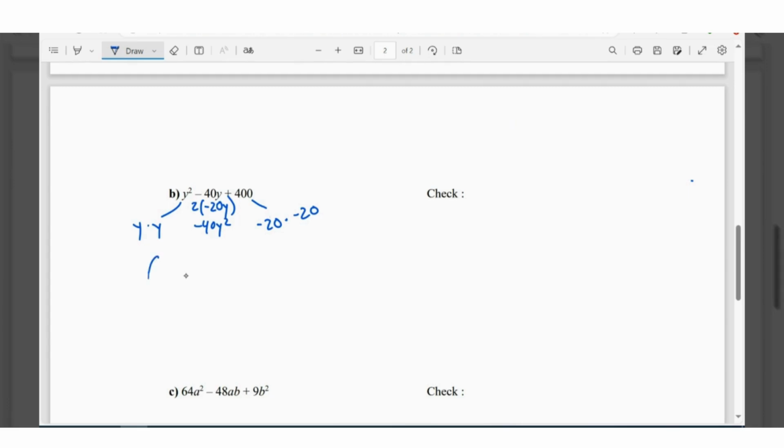Looks like we're going to have a y subtract 20 and a y subtract 20, which you should show as your final answer, y subtract 20 squared. That's the perfect squareness of it, and that's a good way to show your final answer. And then let's check. If we FOIL this, are we going to end up where we started?